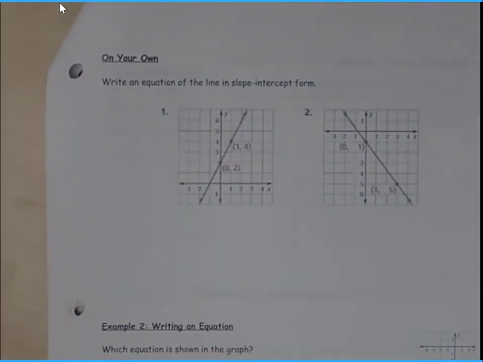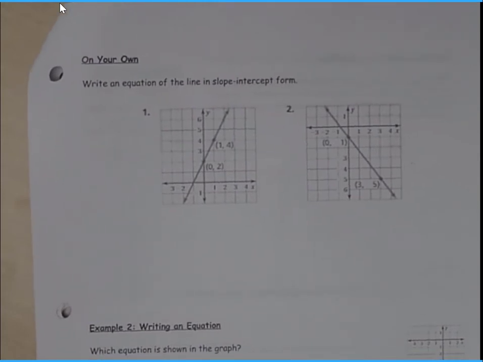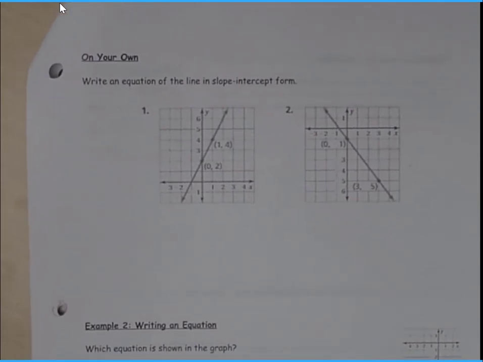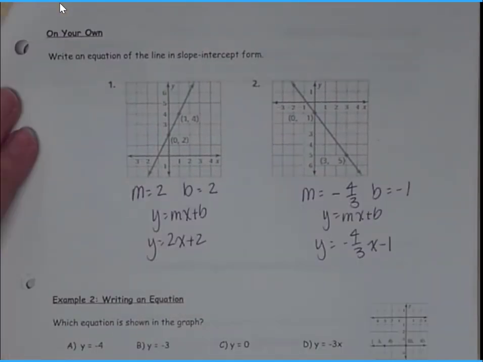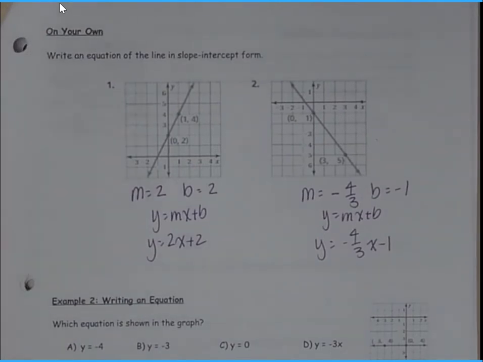All right, on your own, I want you to go ahead and try these two. Hit pause, come back, check your work. All right, for 1, our slope was 2 and our y-intercept was 2, giving us an equation of y equals 2x plus 2. For question 2, our slope was negative, so I went down 4 over 3, giving me a slope of negative 4/3 and a y-intercept of negative 1. That's where it crossed the y-axis, giving me an answer of y equals negative 4/3 x minus 1.